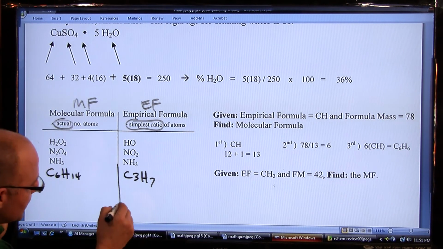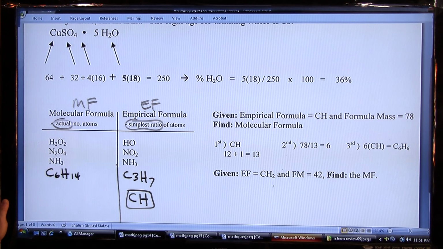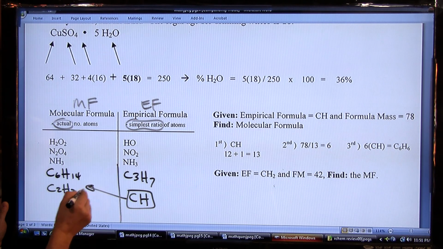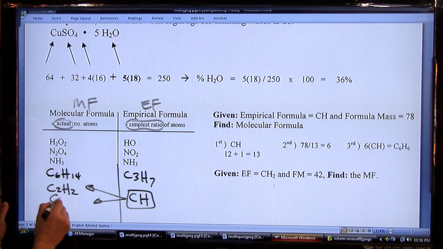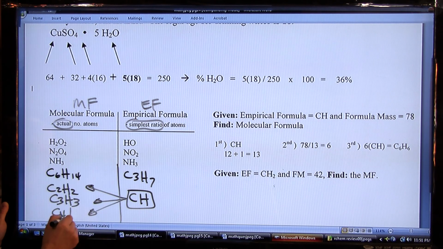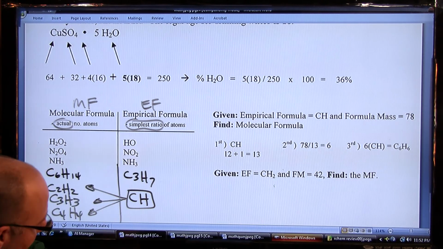Now if you went backwards, if you had an empirical formula, there are many possibilities for the molecular formula. You could have C2H2 as one possibility, C3H3, C4H4. Now it's possible that some of these don't exist, since what we're doing here is just mathematics. Now to find out which one of these is the actual molecular formula, you'd have to take it a step further, as you have here.